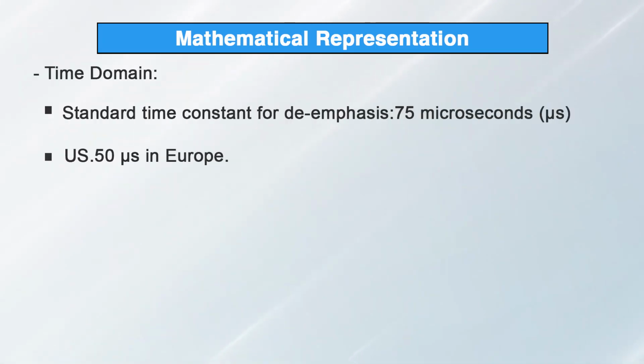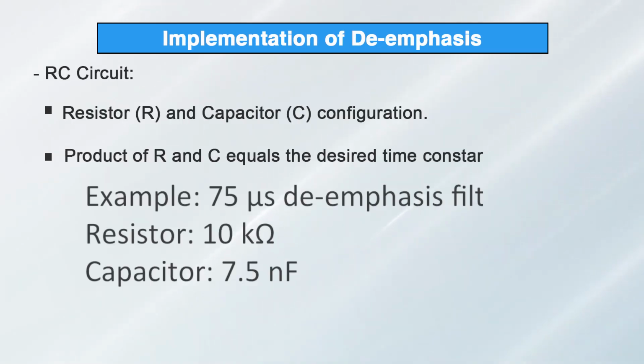In practical terms, if the pre-emphasis filter increases the amplitude of the higher frequency components according to a specific time constant tau, the de-emphasis filter will attenuate these components by the same time constant. In the time domain, the standard time constant for de-emphasis in FM broadcast is 75 microseconds in the United States and 50 microseconds in Europe. The de-emphasis filter is typically implemented using an RC, resistor capacitor, circuit, where the product of the resistor and the capacitor equals the desired time constant.